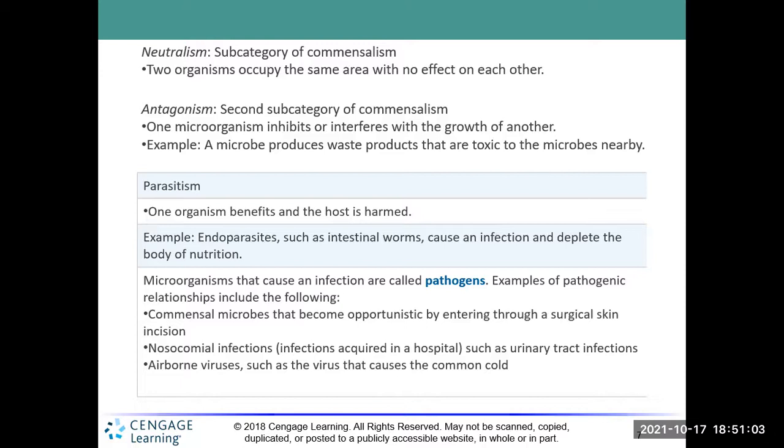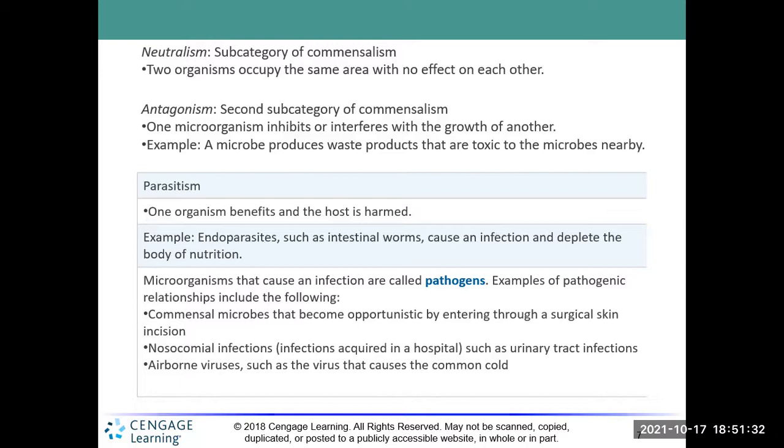So an example is a tapeworm. They're not necessarily going to create an infection for the most part, but they will deplete the body of nutrition. So we have to take all of that into consideration when we're looking at what these pathogens are doing. Now, any microorganisms that cause any type of infection are called pathogens. And you can see that there are different types of pathogenic relationships.